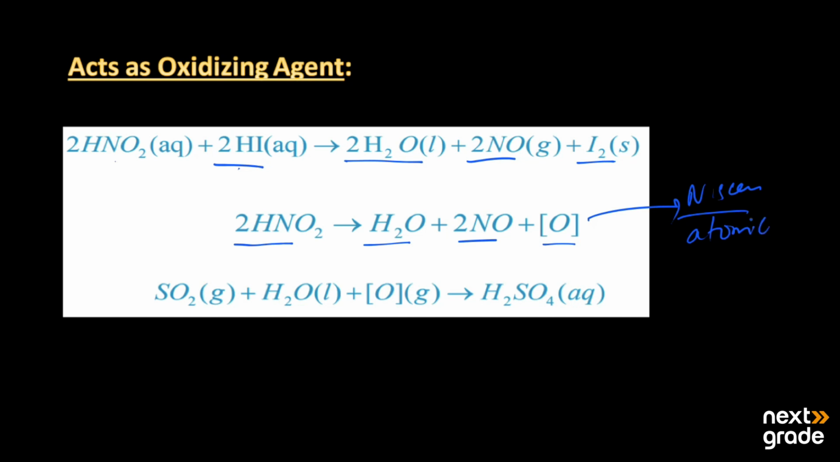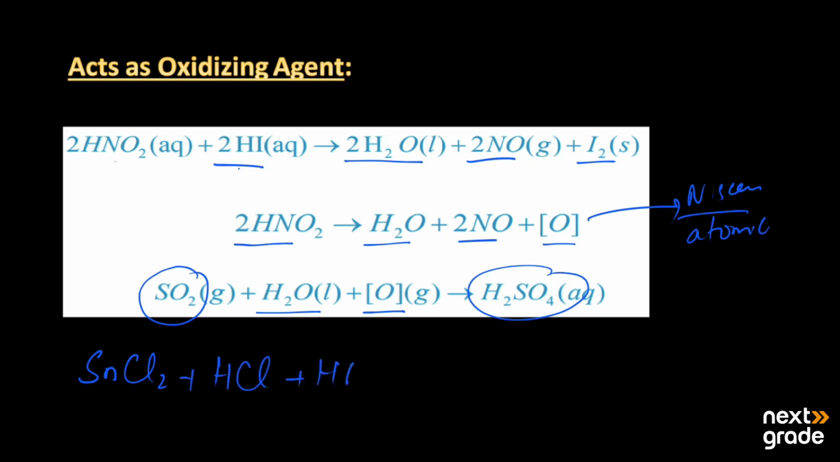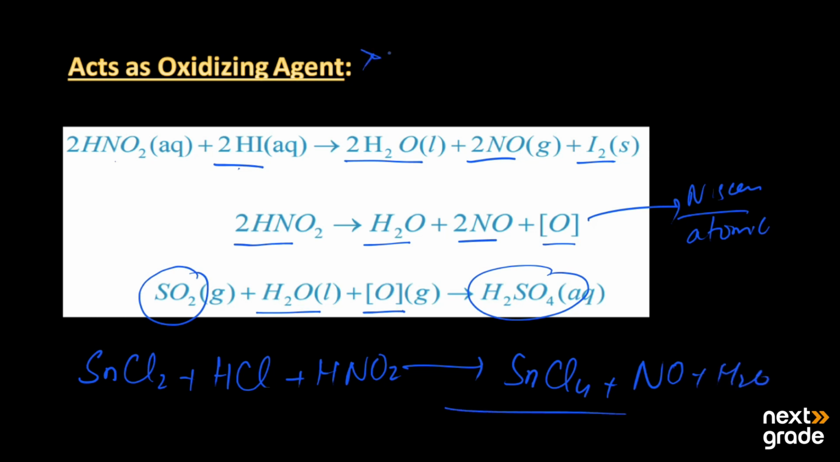On the other hand, it can also oxidize sulfur dioxide: with water, the nascent oxygen reacts and produces sulfuric acid. It can also oxidize SnCl2 by reacting with HCl and HNO2, producing SnCl4 plus nitrogen oxide plus water molecule. So it can act as an oxidizing agent because it can oxidize other substances by giving them oxygen.